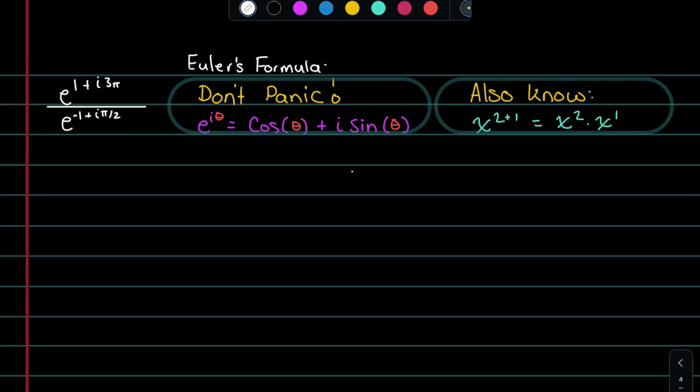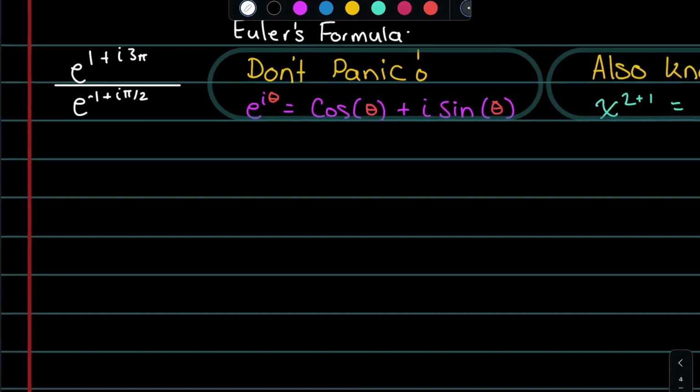Also, we know that if you have anything raised to a power, and there's addition in the power, you can break it up by multiplying the two. So x to the 2 plus 1, x squared times x to the first. All right, so now that we know those, we're going to get right into this problem.